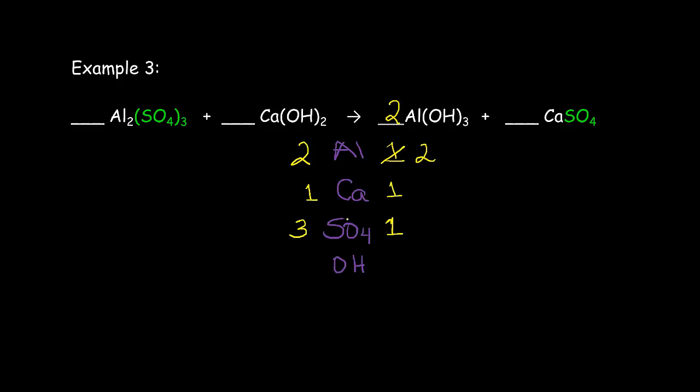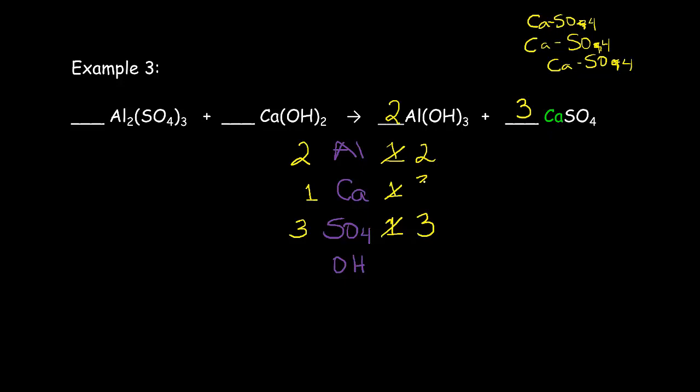So we need to have a total of 3 over here on this side. So we're going to put a 3 in the front. That changes our SO4s to 3 because we now have 3 calcium sulfates. We have now also changed the number of calciums that we have, so we need to go back up here, change that to a 3. It appears now that we have created some mass from nothing. And the law of conservation of mass says that we cannot do that.